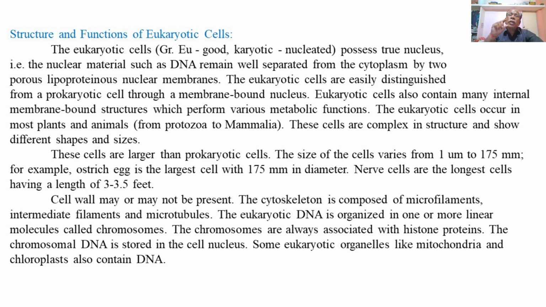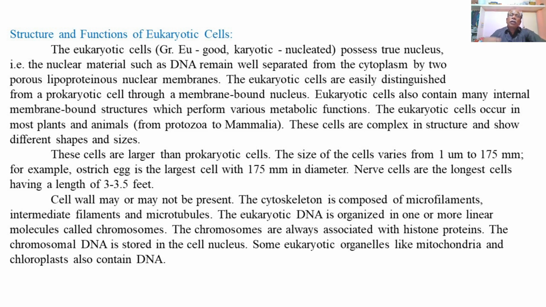The length of the longest nerve cell is up to 1.906 meter or 3.5 feet, and the largest cell, the ostrich egg, has a diameter of 17.5 centimeter or 175 millimeter, the largest eukaryotic cell.